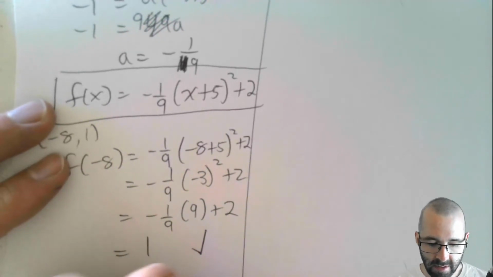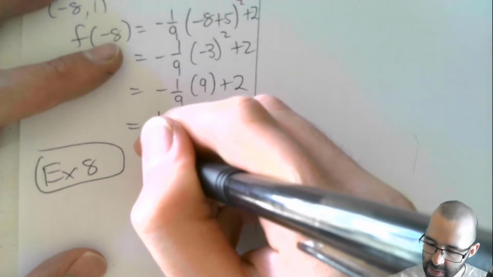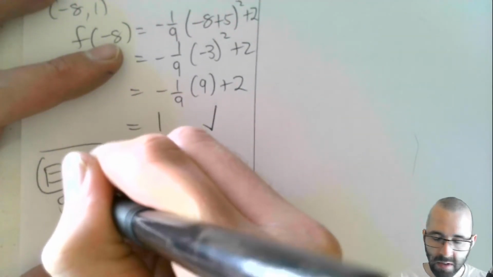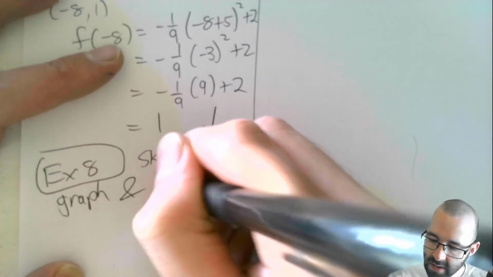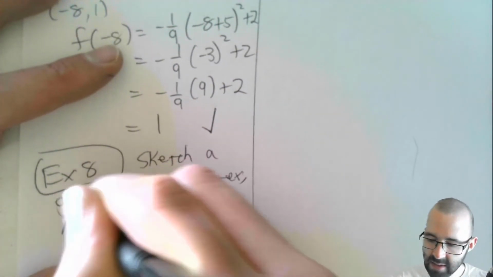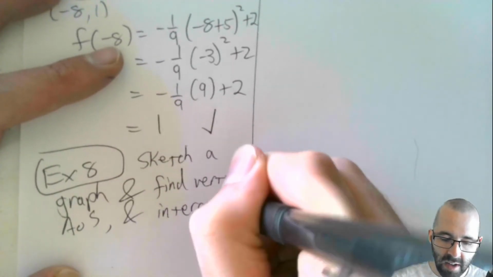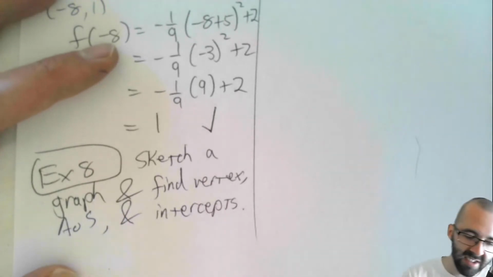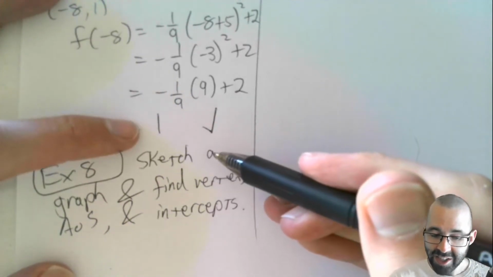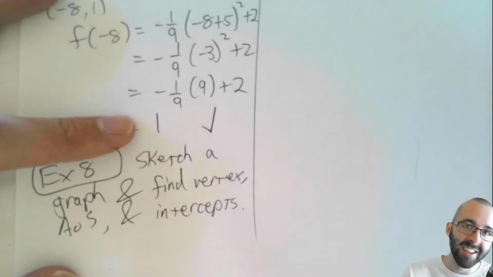Example 8. Last thing in the video. Going to be sketch a graph and find the vertex, the axis of symmetry, and all the intercepts. And again, it's really funny how the book phrases this question because the graph is much easier to sketch if you find these things first. So let's find these things and then sketch the graph.